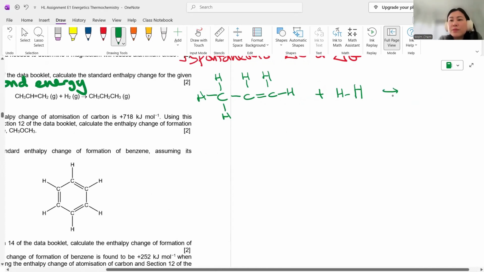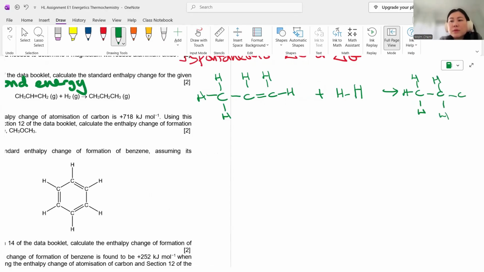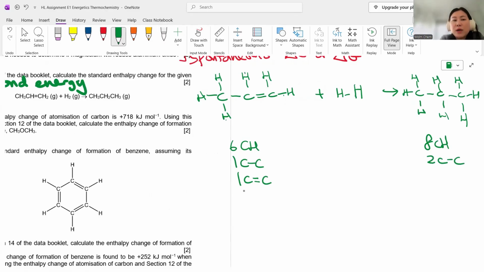So if you draw it out, then you can count your bonds. Here you have 1, 2, 3, 4, 5, 6 CH bonds. Here is 1, 2, 3, 4, 5, 6, 7, 8 CH bonds. So 6 CH bonds, 8 CH bonds. This one has 1 C single bond, 1 C double bond. This one, 2 C single bonds. All right, and then here you have 1 HH bond from the hydrogen.